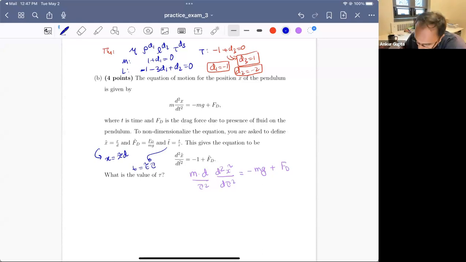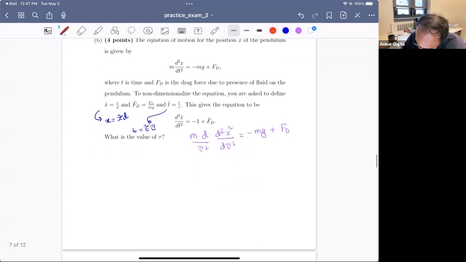So just use that. There's a square here because there's a second derivative. To make Fd tilde, I just need to divide by mg. So I divide by mg. So it becomes d by tau squared g, times d squared x tilde by d tau squared, is equal to minus 1 plus Fd tilde here. So this number has to be 1. That means tau is equal to square root of d by g.